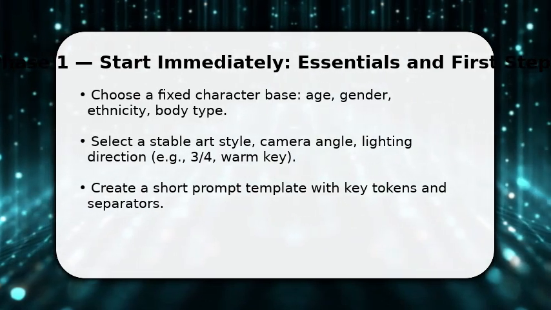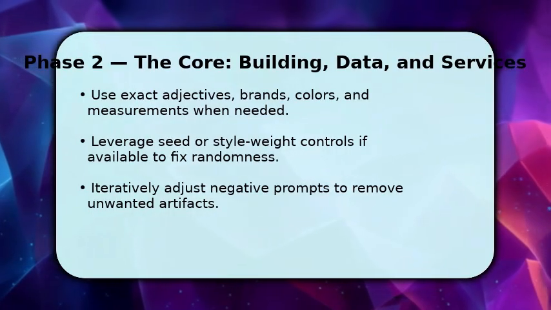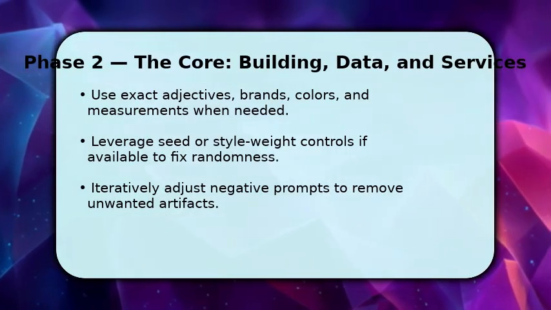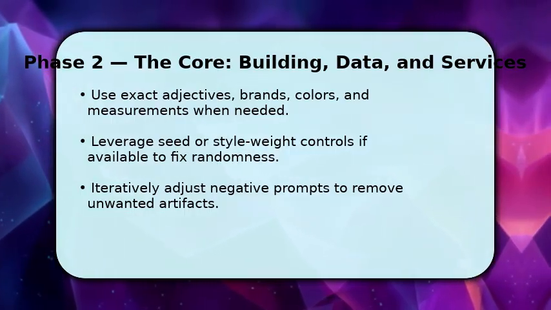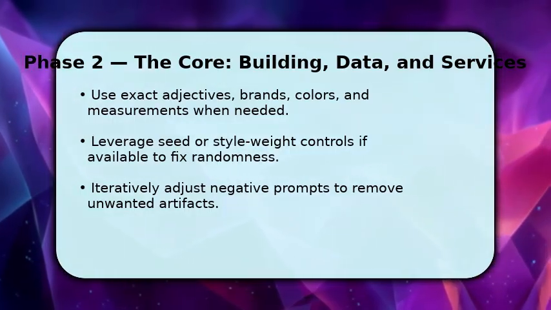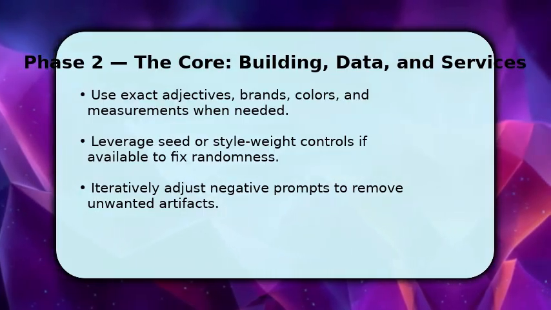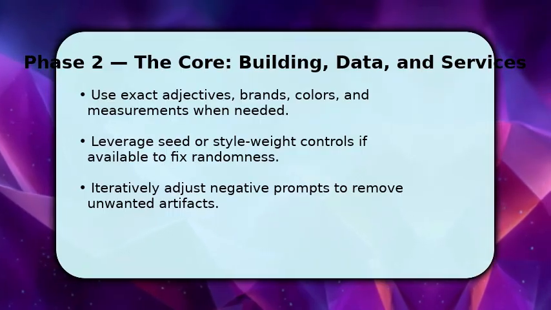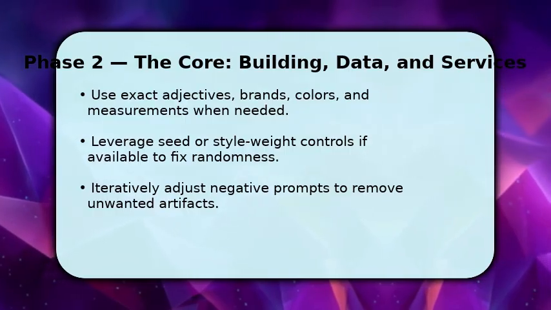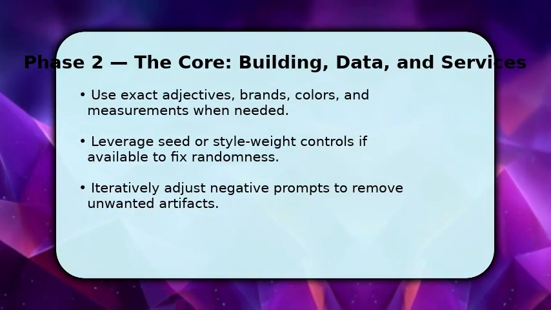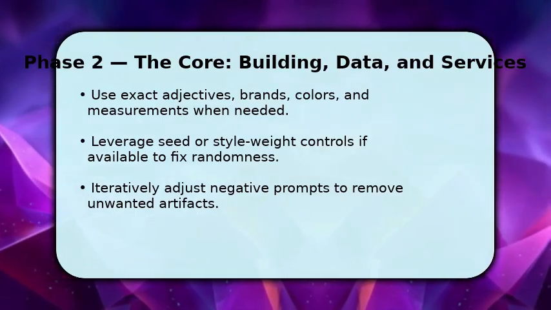You now refine how the model interprets the template. Swap vague words for precise adjectives and measurements because clarity reduces drift. If the tool offers a seed or style weight, lock it. That preserves composition and face geometry. Once you see variation, tweak negative prompts to ban distortions like extra fingers or odd textures. Make small, one variable changes between runs so you learn which word causes which visual shift. This is how you build a reliable prompt language.